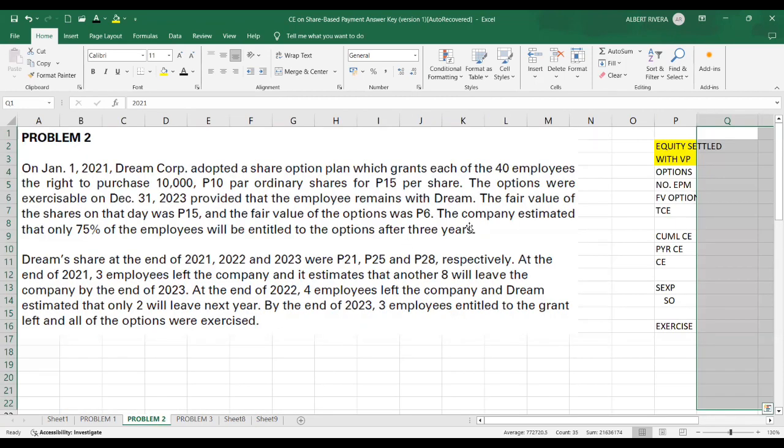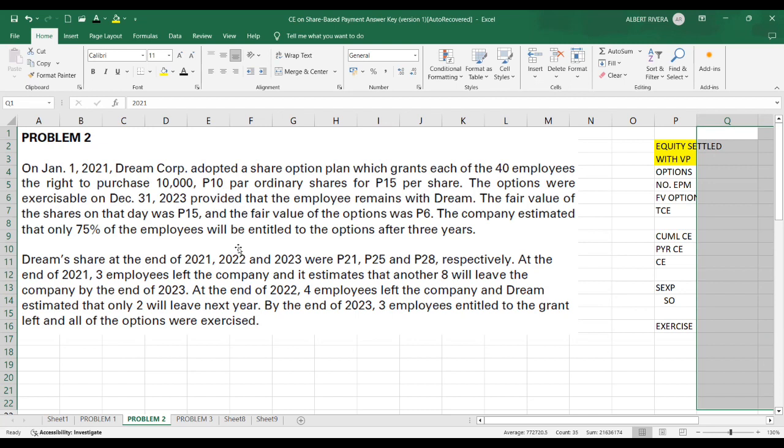Then, the company estimated that only 75% of the employees will be entitled to the option after 3 years. So again, only 75 percent of employees are estimated to be entitled to the option at the end of the 3 years. Then, Dream's share price at the end of 2021, 2022, and 2023 is 21, 25, and 28 respectively. At the end of 2021, 3 employees left, and the company estimates that another 8 employees will leave the company by the end of 2023.